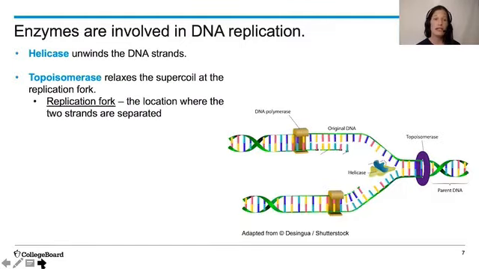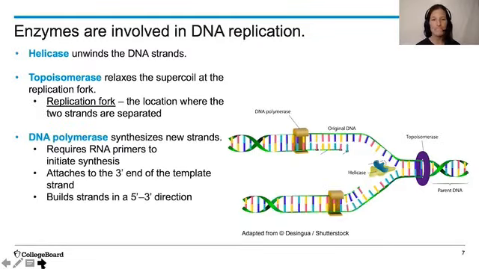The second one is topoisomerase. So topoisomerase's job is to relax what we call the supercoil at the replication fork. It's a fun sentence to say. The replication fork is the V. It's the sort of crux where the 2 strands are separated. And topoisomerase's job is to hang out there and relax the supercoil of the DNA.